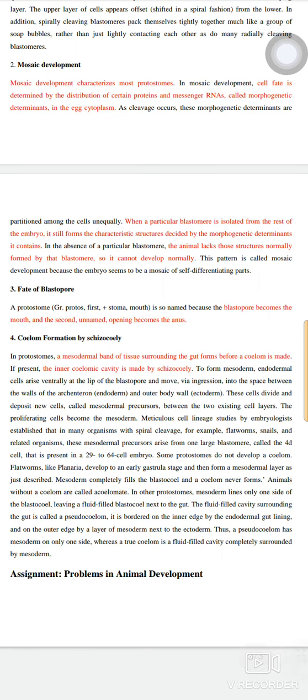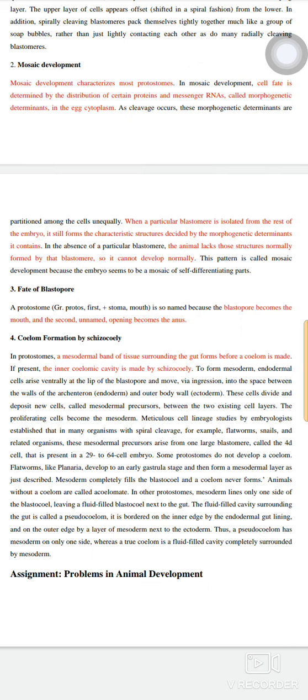We look at the third one, which is the fate of the blastopore. A protostome is so named because the blastopore becomes the mouth, unlike the deuterostome, where the blastopore becomes the anus. Here, the blastopore becomes the mouth, and the second unnamed opening becomes the anus. So the opposite of what is happening here is what we find in deuterostomes.